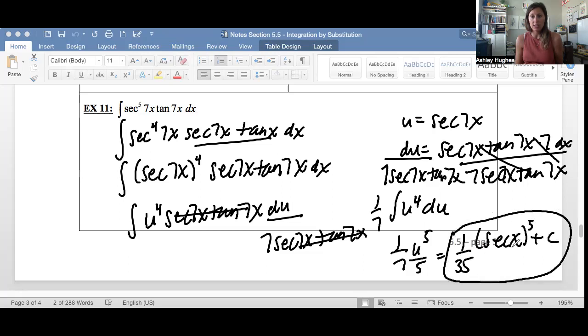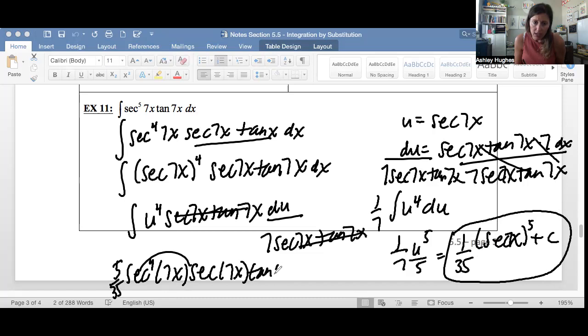And if you try to take the derivative of this, you could check and it would be this. Because if I brought down the 5, it would be 5 over 35 secant to the 4th 7x times the derivative, which would have been then secant 7x tangent 7x times 7. And so that 7 times 5 would cancel with this 35, and you would have this, would give you that secant to the 5th.